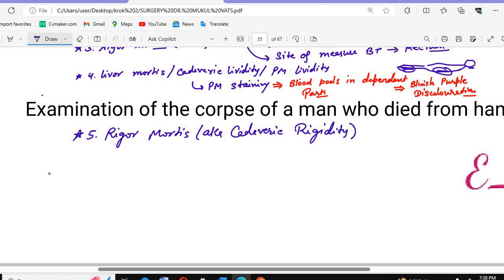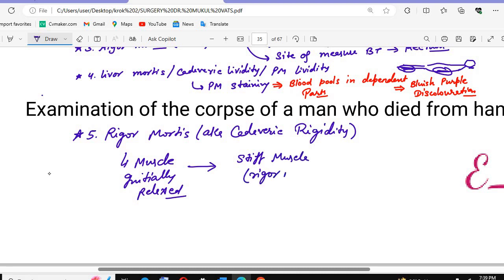Now, in rigor mortis, when a person dies, the muscles are initially relaxed. For example, if you hold the hand of a dead body, the muscles will initially be relaxed. Initially you will see nothing, but as time increases, the stiffness keeps increasing and the muscles become stiff. We call this condition rigor mortis.